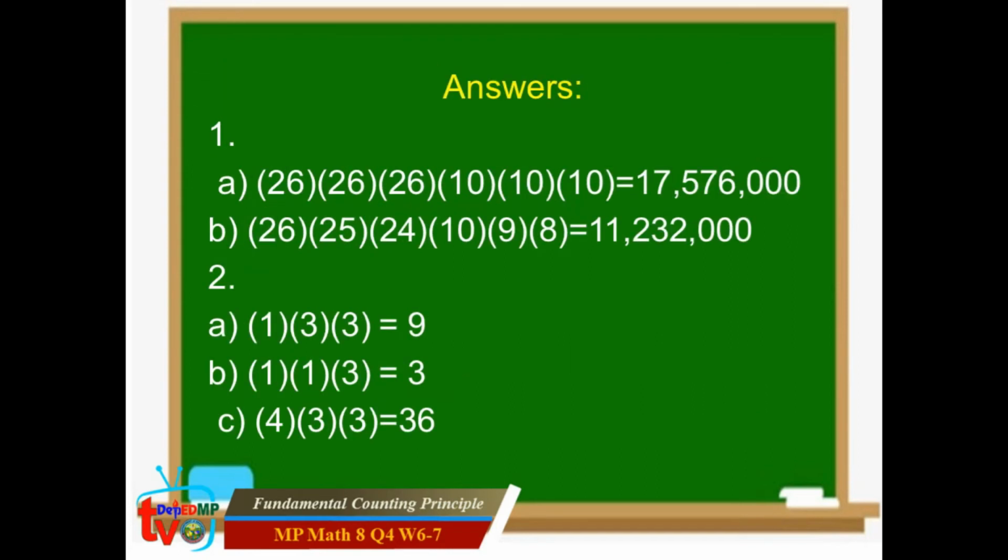And the answers are number 1, letter A, 17,576,000. B, 11,232,000. Number 2, letter A, 9. Letter B, 3. Letter C, 36.